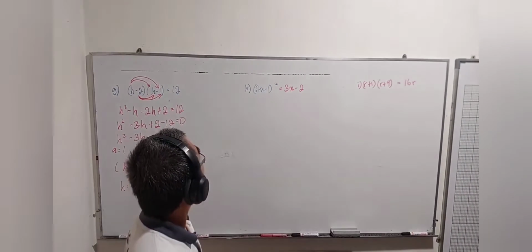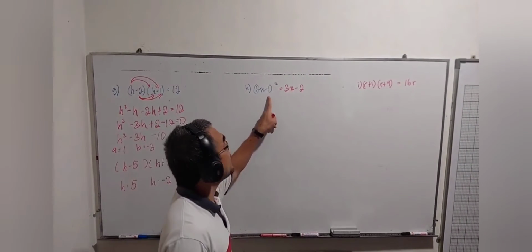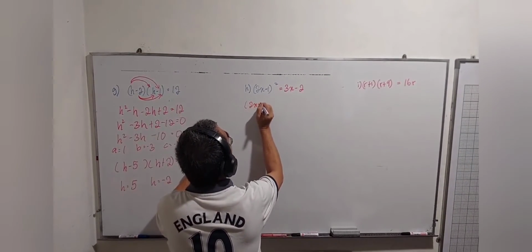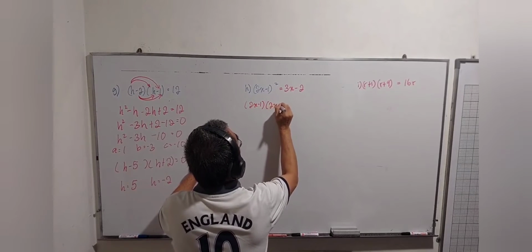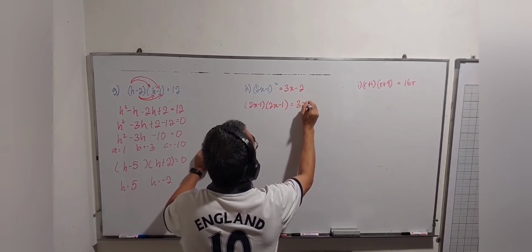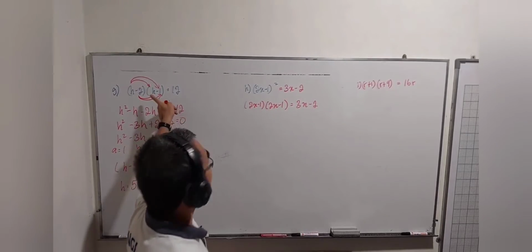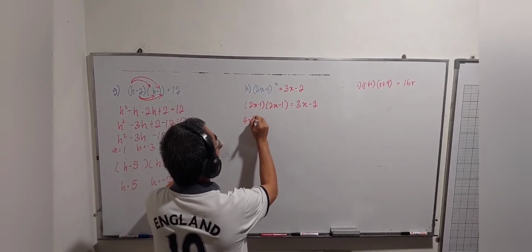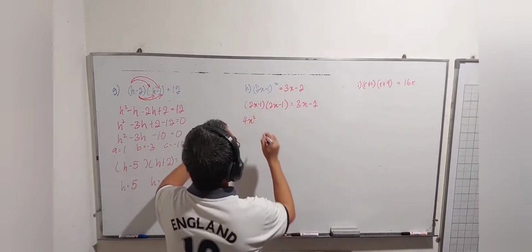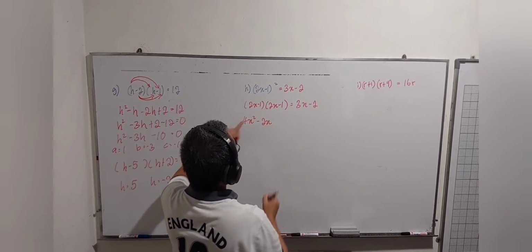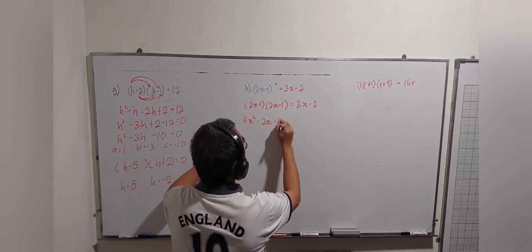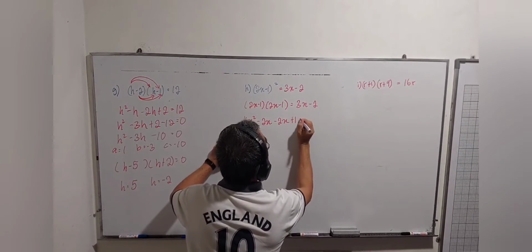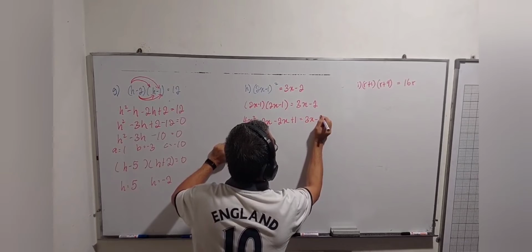Then look at the next question. We have (2x − 1) squared. So here we have to write down 2x − 1 twice; that is what square means. Then we multiply just like this one. 2x times 2x, you get 4x squared. 2x times negative 1 will be negative 2x. Negative 1 times 2x will be negative 2x. Then negative 1 times negative 1 will be plus 1, equals 3x minus 2.